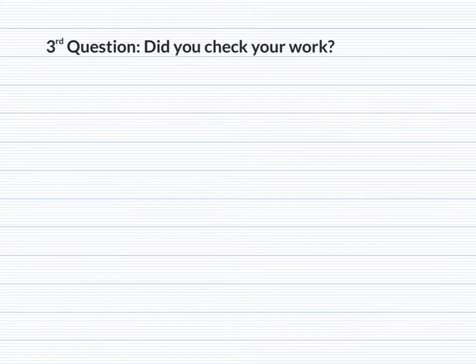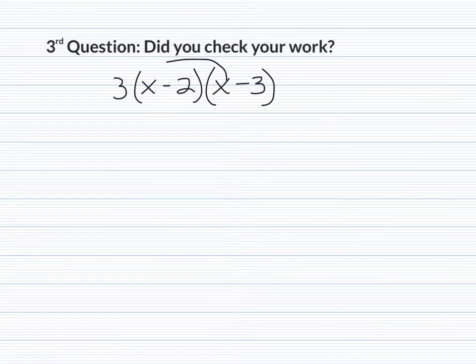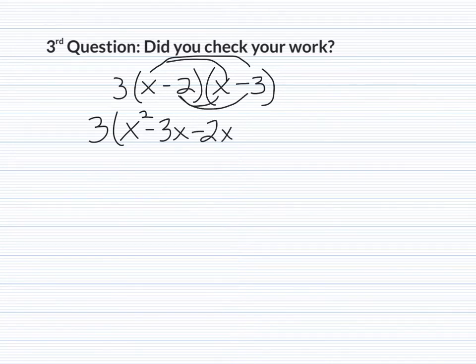The next question is, did you check your work? So we had 3 times x minus 2 times x minus 3. Let's check our work. I'm going to multiply through, keeping that 3 out in front. I'm going to have x squared minus 3x when I multiply these ones together, right here, minus 2x plus 6. Add them together and I've got x squared minus 5x plus 6.